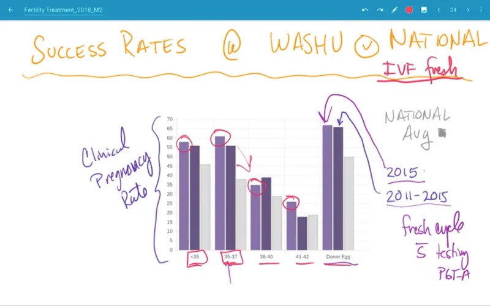What you're looking at here, just again, the bar graphs are 2015 data, and then 2011 to 2015 data, and then this is national average in gray. So you can see here at WashU, we're pretty good at what we do.